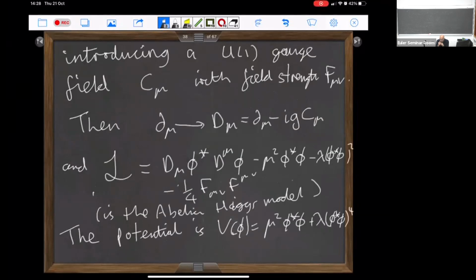So in order to do that, we introduce a gauge field, C mu, with a field strength F mu nu, and we replace the ordinary derivative by the covariant derivative, big D mu, and we simply rewrite the Lagrangian and add the kinetic term for the gauge field. And this new Lagrangian, which is the Lagrangian for the abelian Higgs model, has U1 gauge symmetry now.